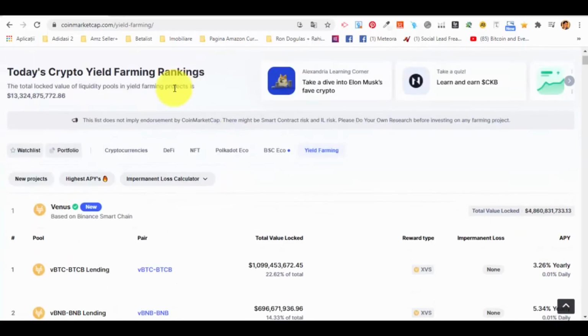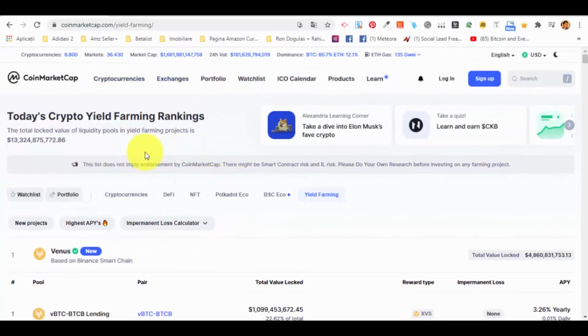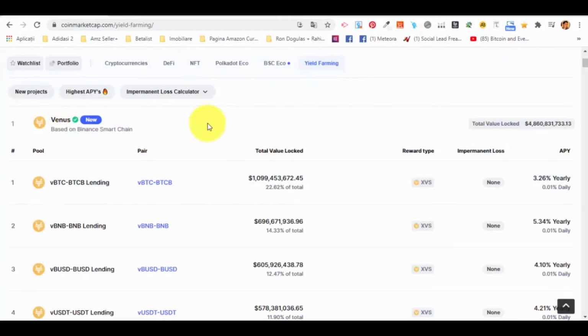Now, if you scroll down here on CoinMarketCap, we are going to see these pools for yield farming, and the first one is Venus, which is pretty new, and it's based on the Binance Smart Chain. And if we scroll down, we can see which are the pools for yield farming, so these public pools where people put together their resources. And if we look at the right side, we can see the annual potential earnings.